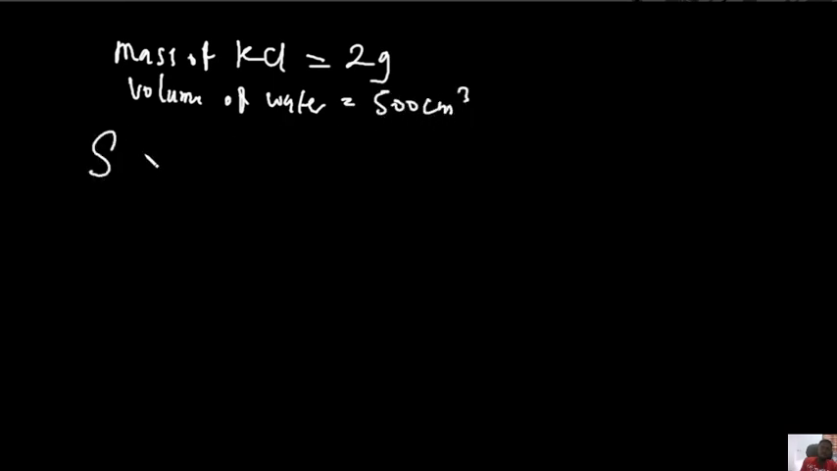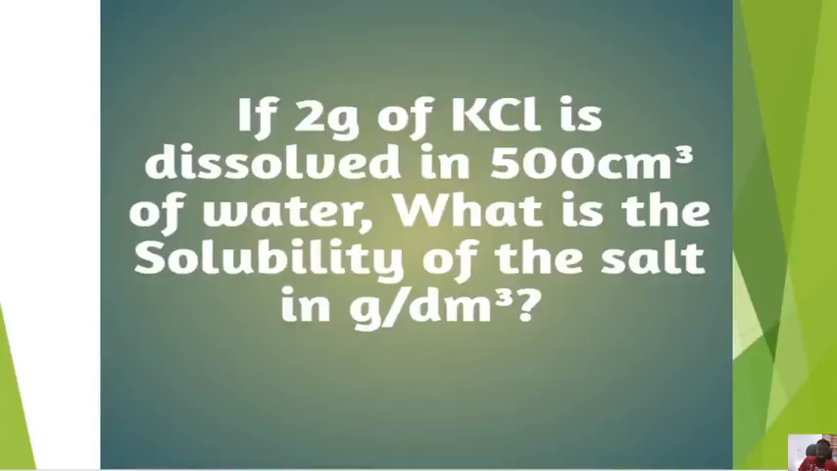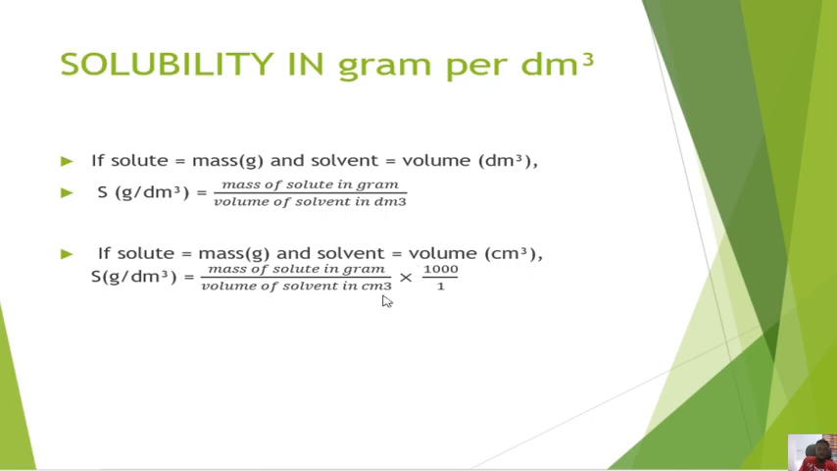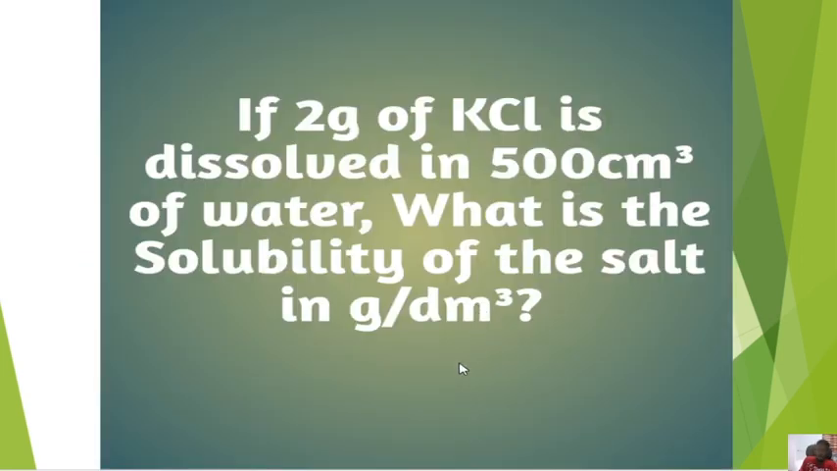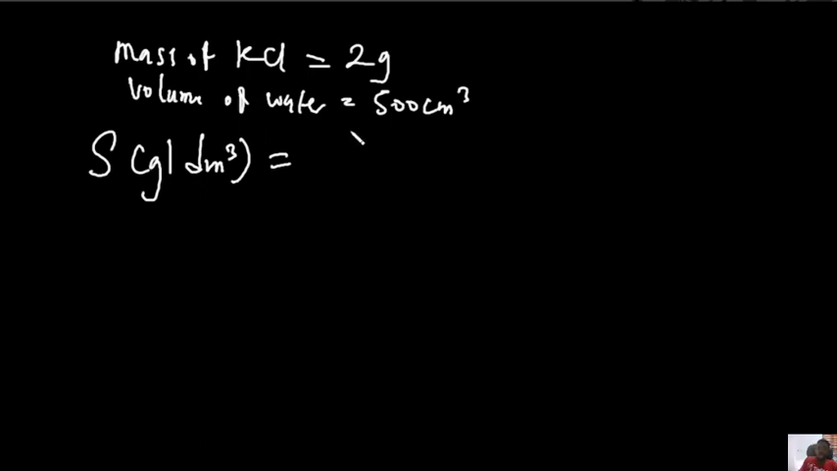Remember, solubility in gram per dm cube. And we said if you have solubility in gram per dm cube and your solvent is in cm cube, while your solute is in gram, what is the formula to use? The formula we are going to use is the second one. So the formula would be given as mass of solute divided by volume of solvent times 1000 over 1, because this is in cm cube.